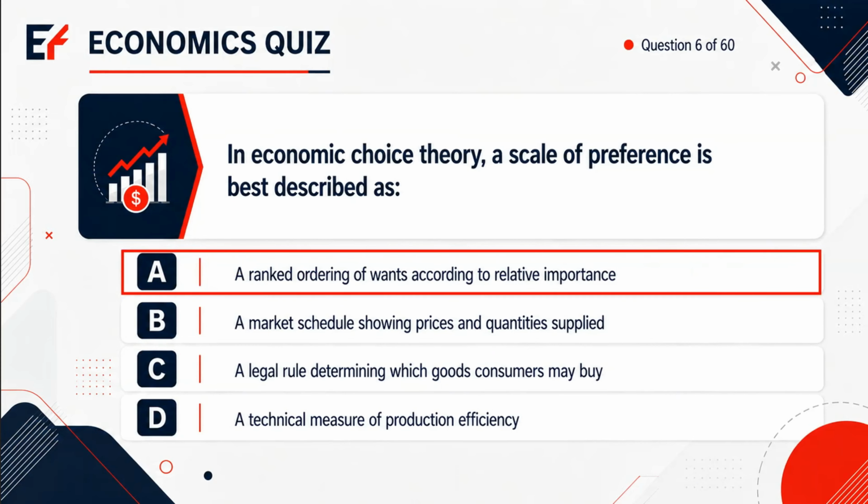Let's keep the idea sharp. A scale of preference ranks wants in order of importance, so a person can decide what to satisfy first when resources are limited. Option A is correct because it focuses on priority and choice under scarcity. Option B describes a supply schedule, not a preference ranking. Option C is about legal restriction, which is not the same as personal economic choice. Option D deals with production efficiency, not the ordering of wants. The key point is that a scale of preference helps people choose by ranking wants from most to least important.